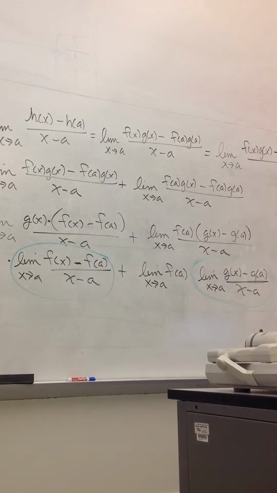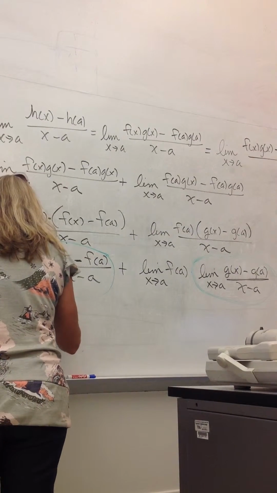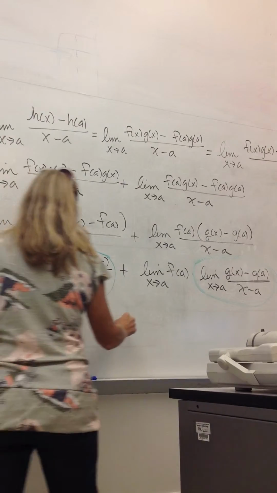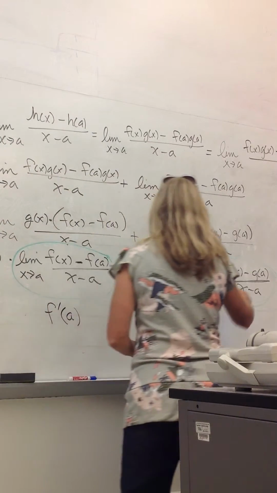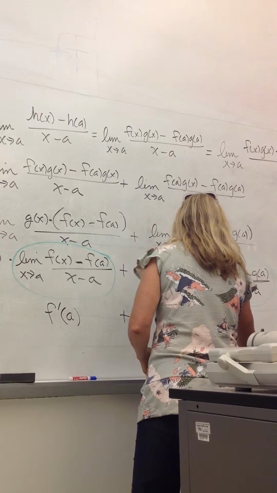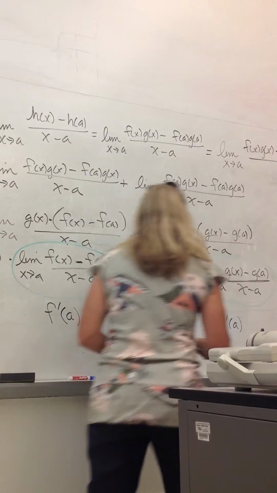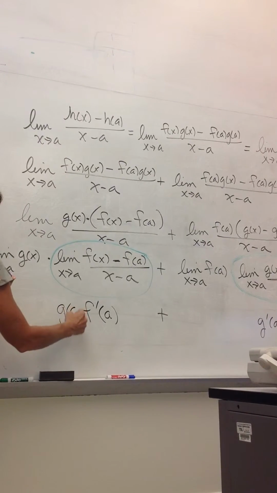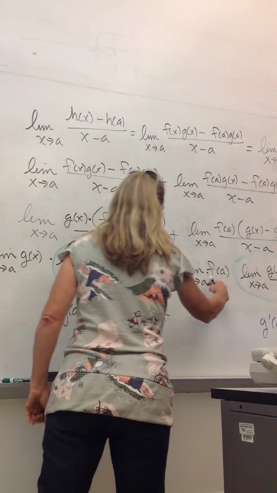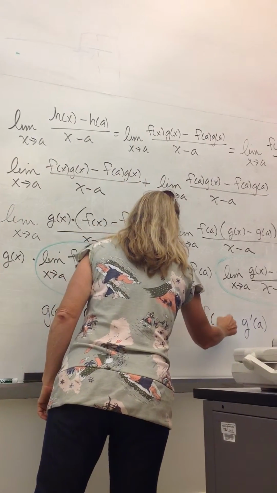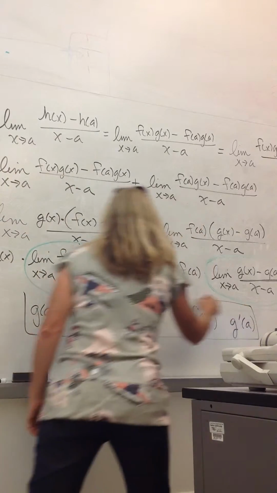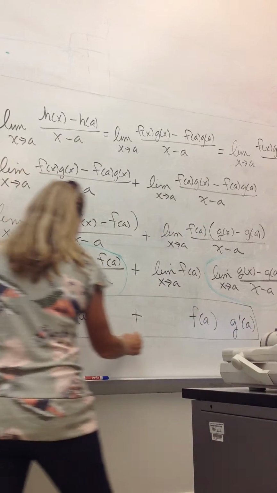So this is representing the derivative of the function f at a, and this is representing the derivative of the function g at a, and then as x goes to a, this is going to turn into g of a, and as x goes to a, this is going to turn into f of a. So that is the product rule.